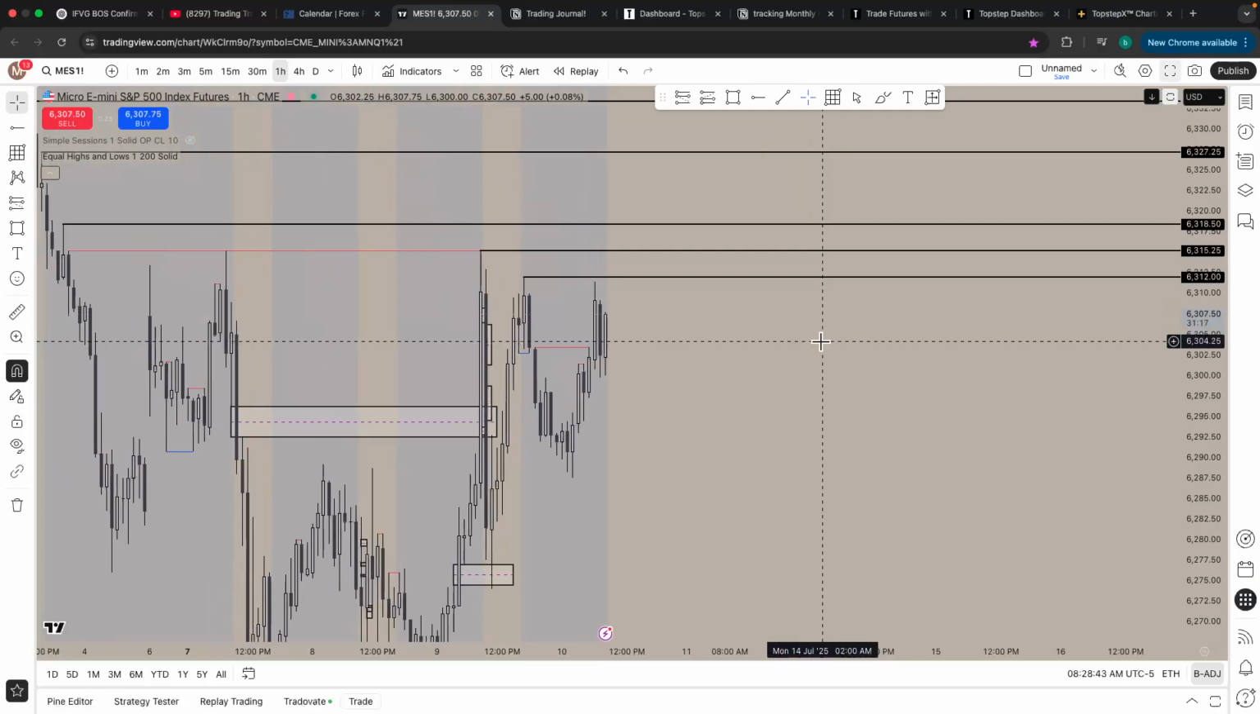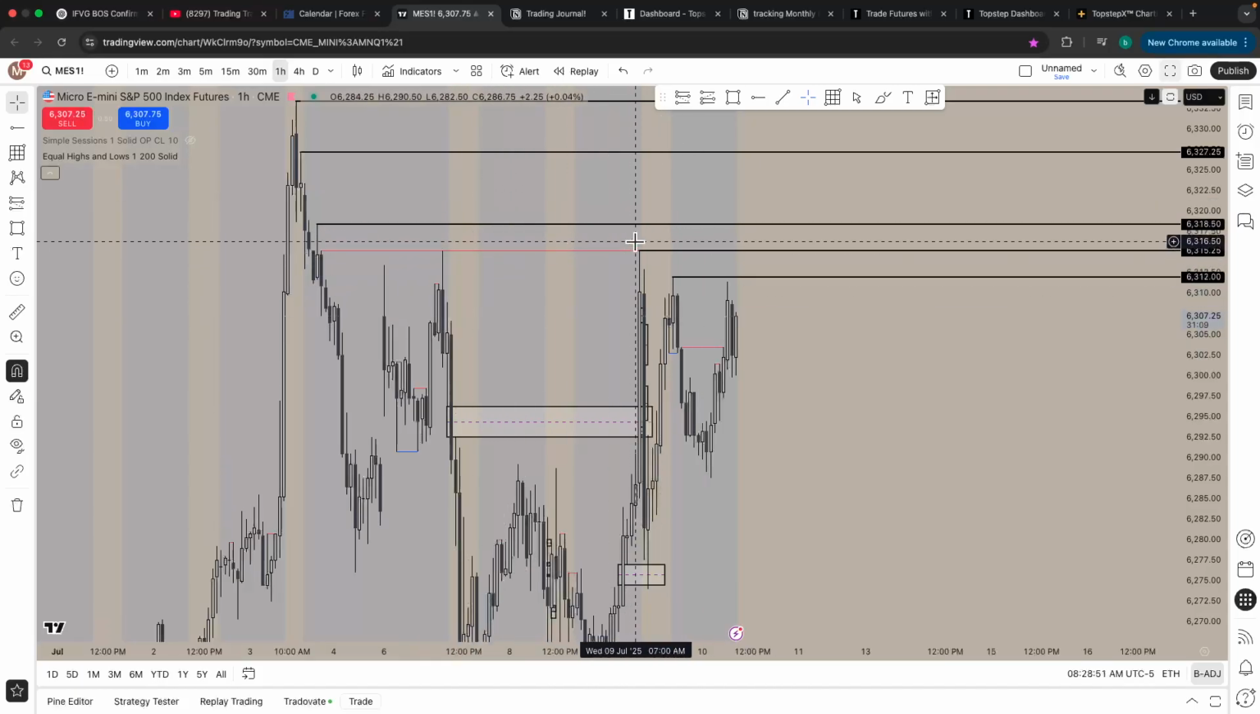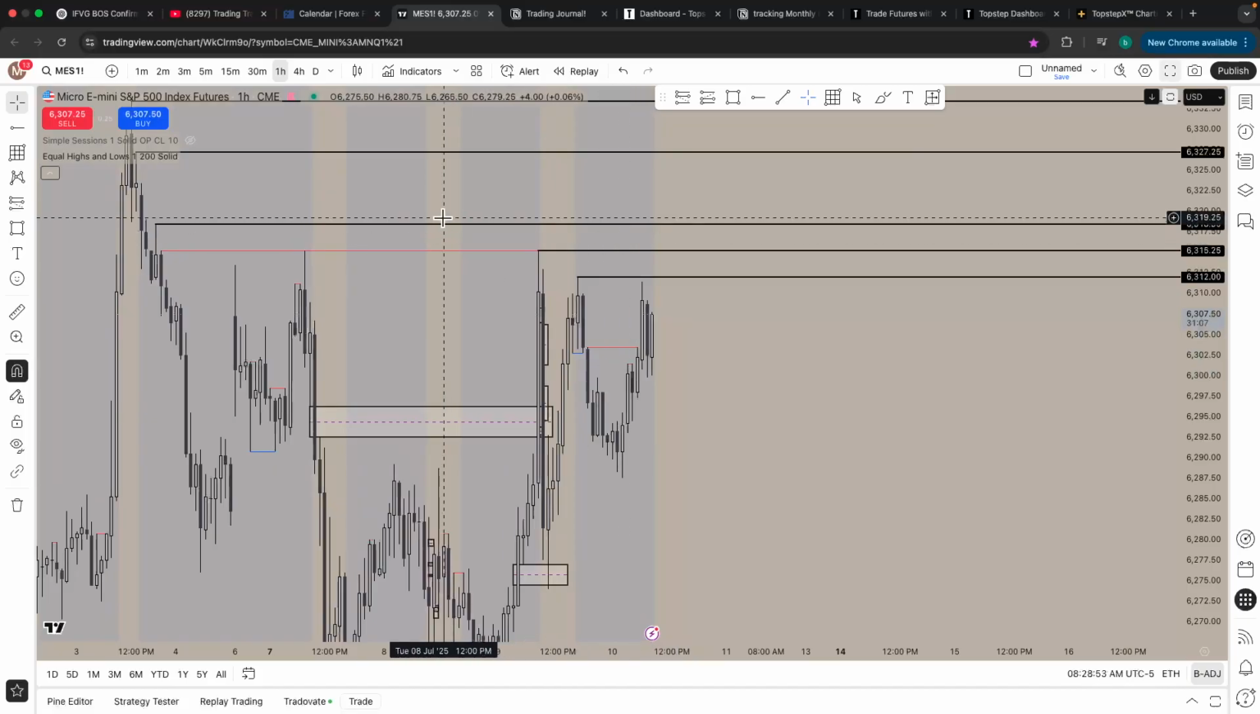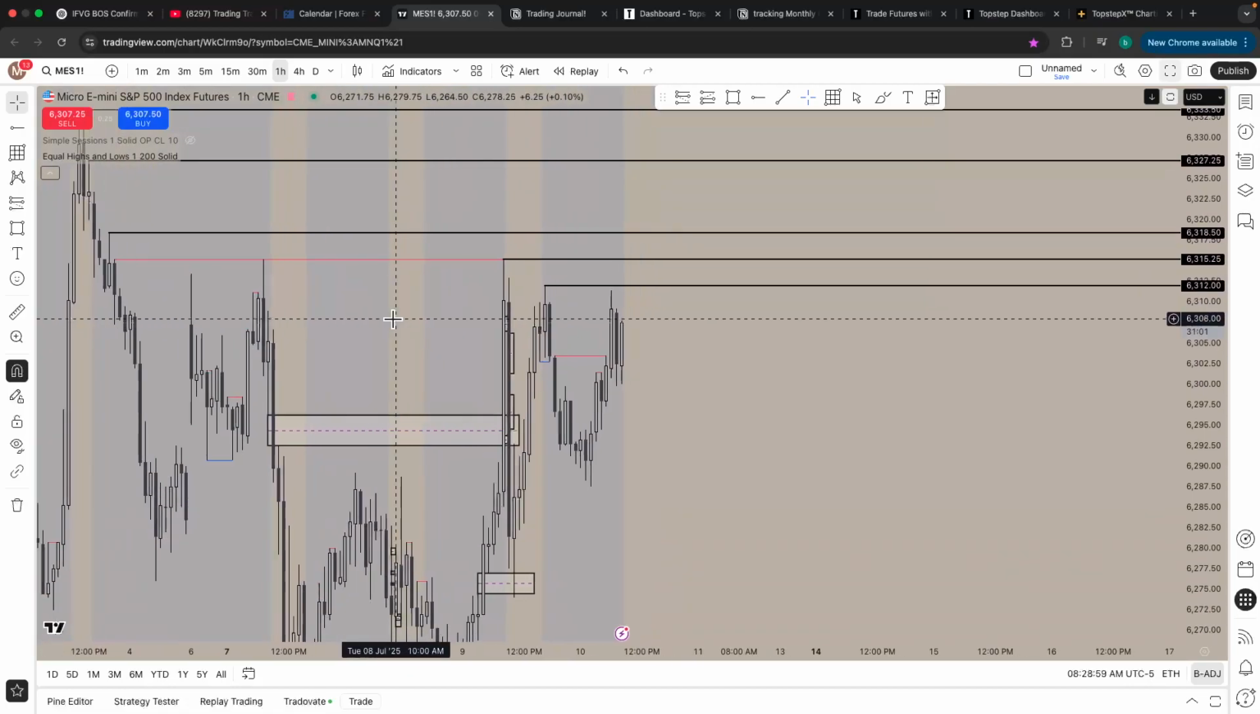I mean, ES, same thing. We have highs up here that have not got swept. We have a high up here that has not got swept. We have equal highs right here. This is equal. Equal highs. I feel like that's wrong because I feel like you'd mark that one up first. But highs all the way up here.